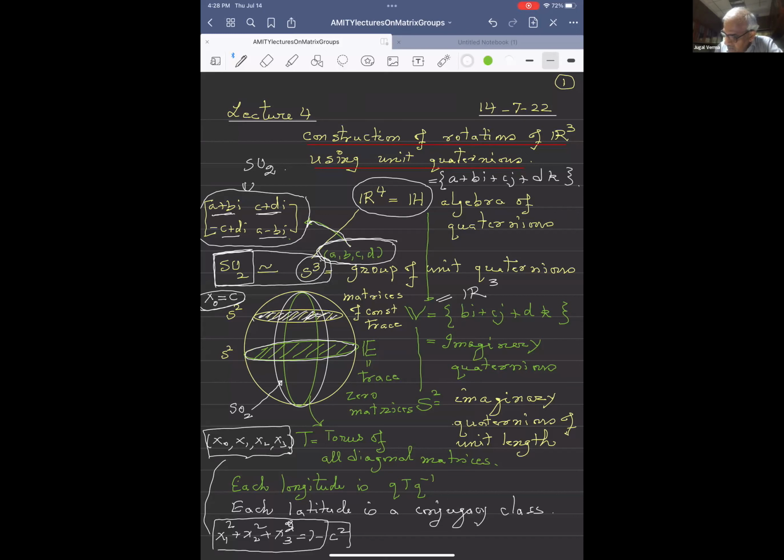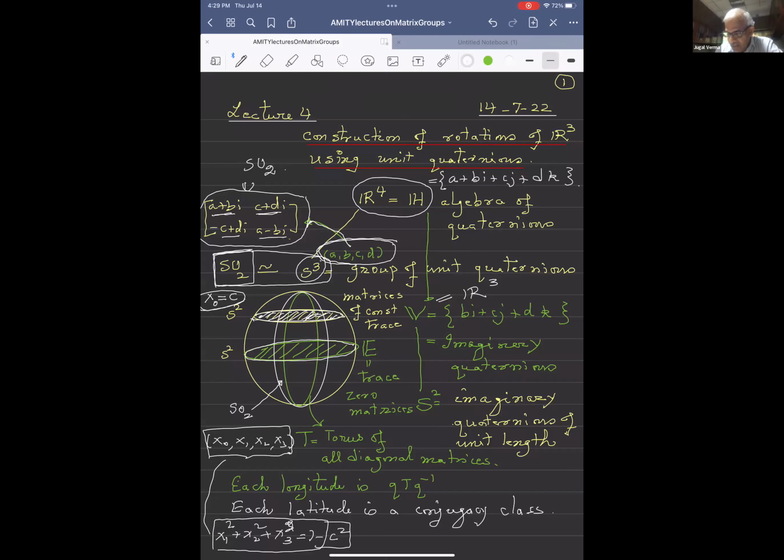So these structures, obtained by intersecting the three-dimensional sphere with the hyperplane x0 equal to c in R4, are two-dimensional spheres. As you vary c from 0 to 1, I get all these two-dimensional spheres which look like latitudes. Then the analog of longitude: longitudes are unit circles on S2, and on S3 also we will define longitudes.